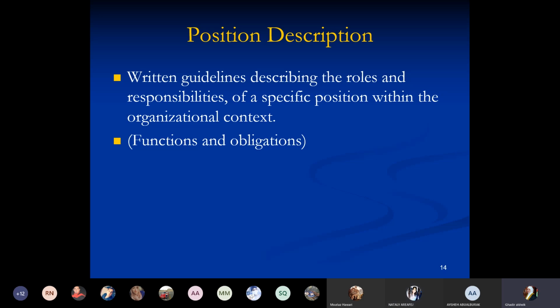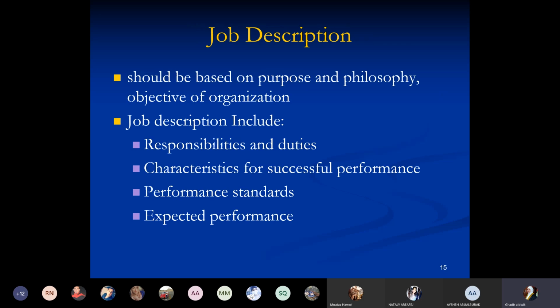During the performance appraisal, we talked previously about the position description and the job description. Can anyone inform me about the job description? What are the characteristics of the job description? What does the job description include? Based on the philosophy and objective of an organization. The job description should be based on the philosophy and objective of the organization, but itself, what does it include?